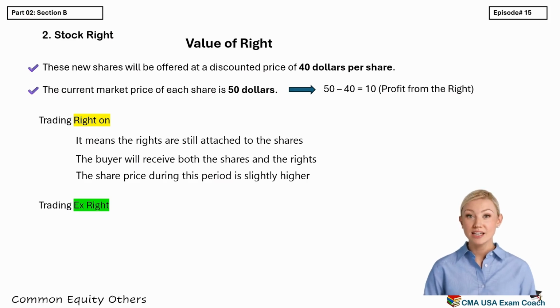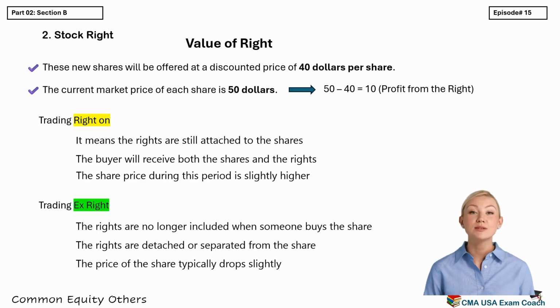Now let's talk about X right. When the share starts trading X right, which happens on a specific date set by the company, the rights are no longer included when someone buys the share. In this case, the rights are detached or separated from the share. So, if a shareholder sells their shares after the X right date, the buyer will receive only the shares, not the rights. The seller keeps the rights, and the price of the share typically drops slightly to reflect that the right is no longer included.